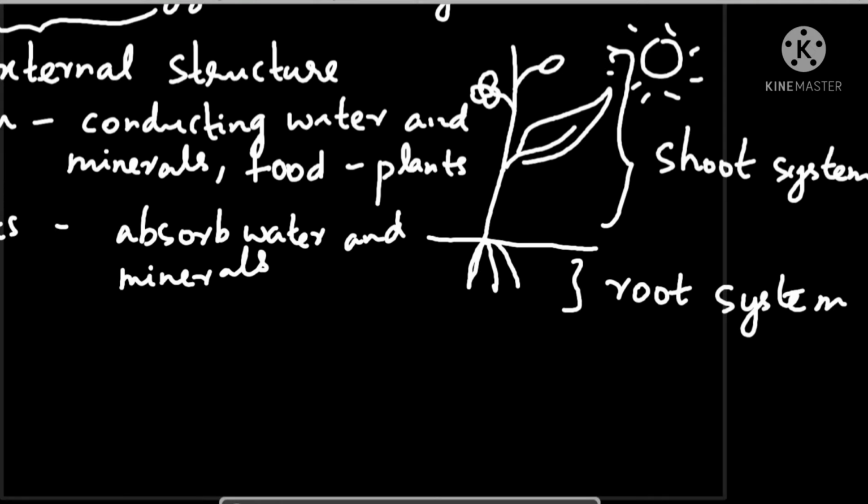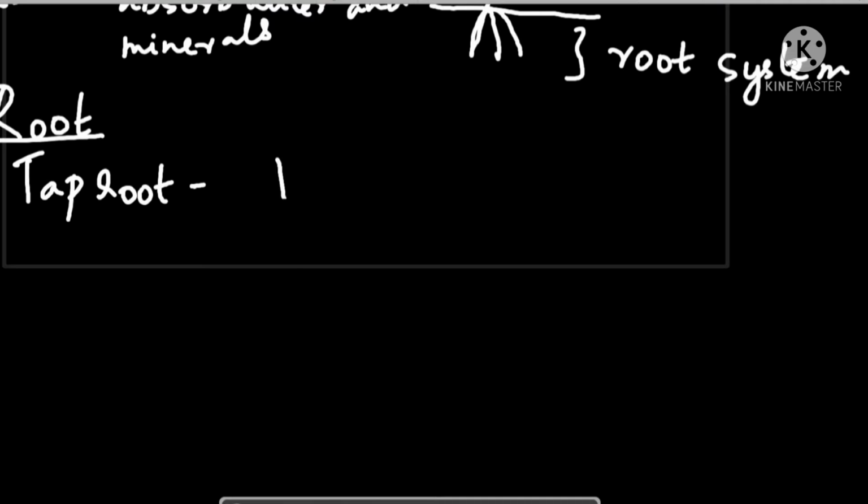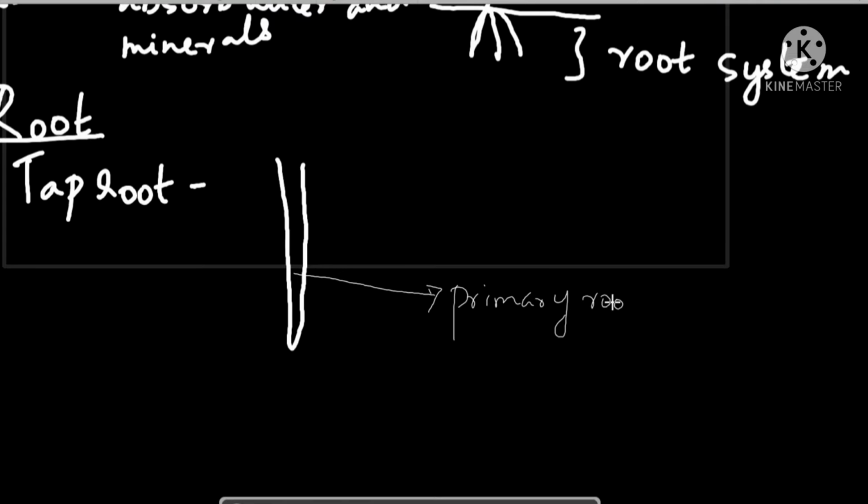Now starting with the root. Roots are of three types. One is taproot. Taproot means those plants, they will have roots in this way where there is a main root like this, which is called a primary root. This is primary root. And these roots are coming from radicle.